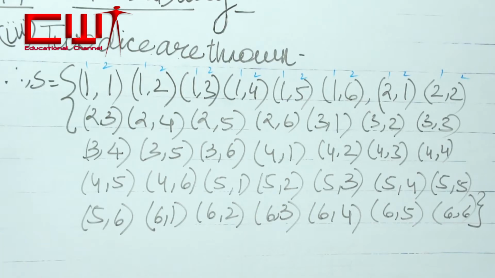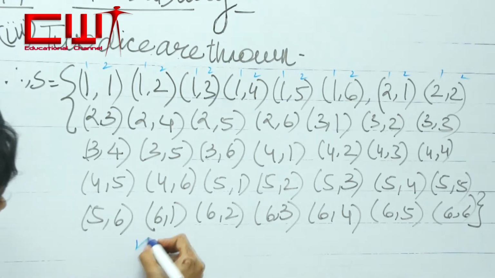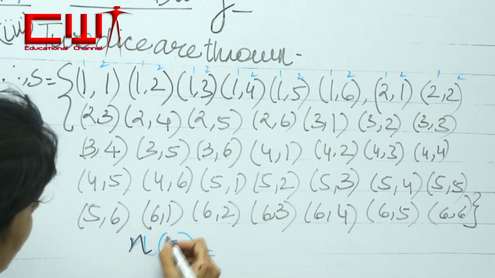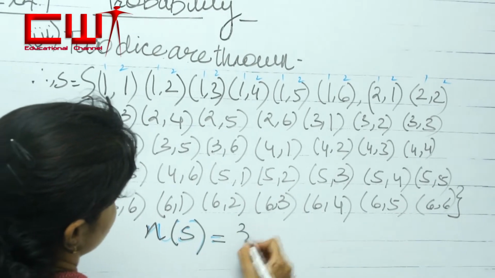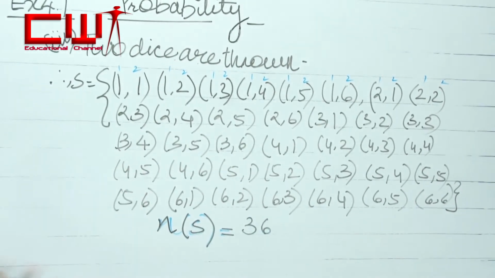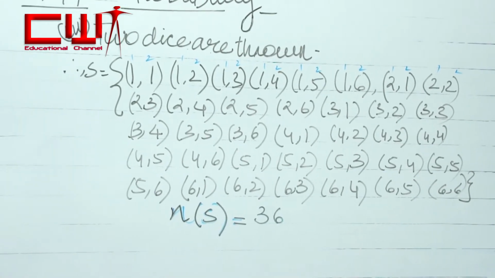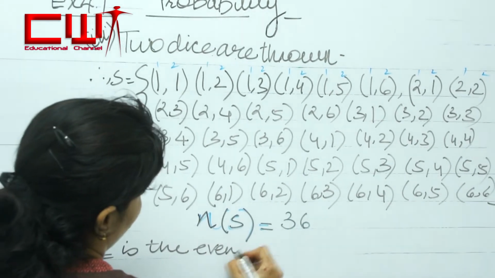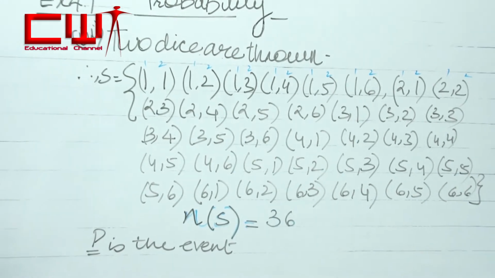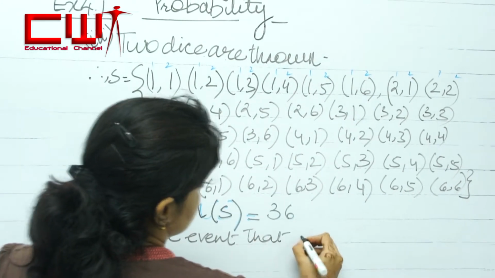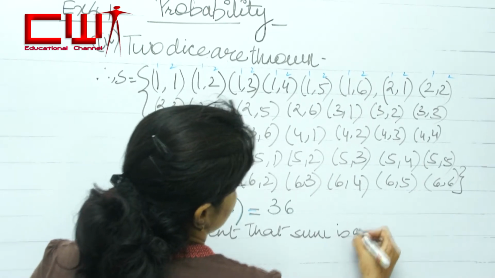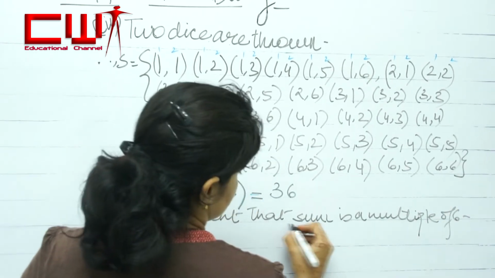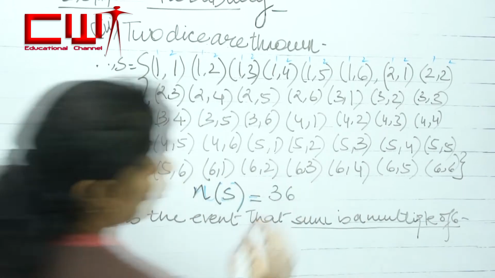Now, how many are there? Just count. There are 36. n(S) equals 36 situations. There are 36 situations when 2 dice are thrown. Now in the question, see what they have given. P is the event. Event means what situation they have put? The event that the sum is a multiple of 6.